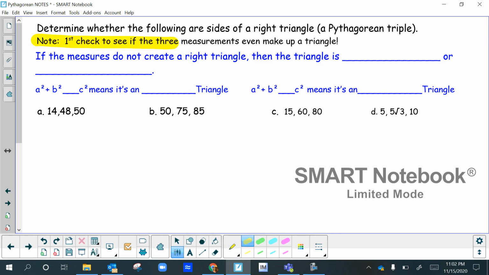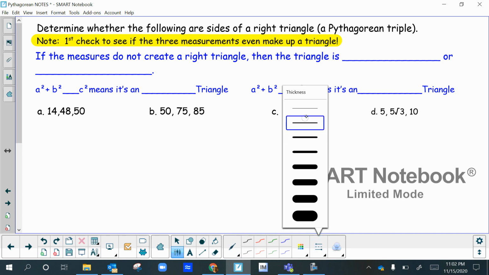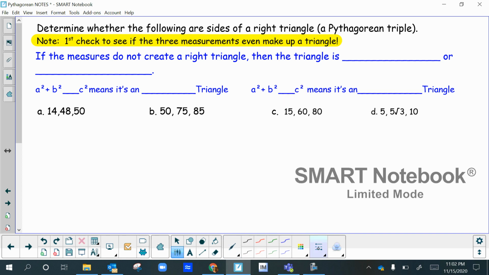You do always want to check to see if the measures even create a triangle. Remember what it takes to make a triangle. The two smaller sides need to be greater than the third side. So we should probably check that first. So is 14 plus 48 bigger than 58?